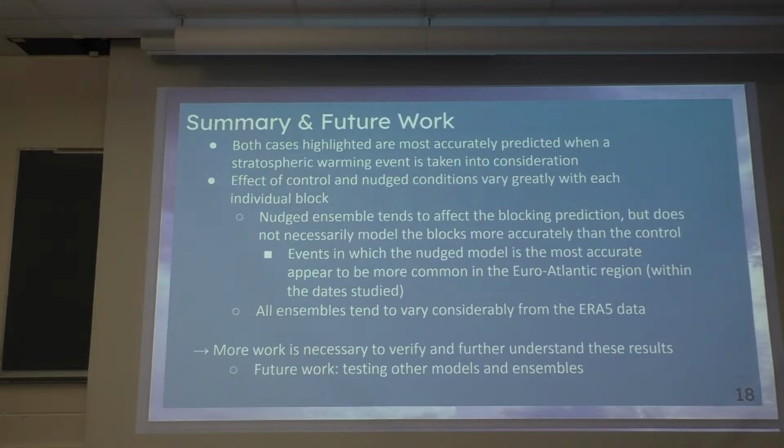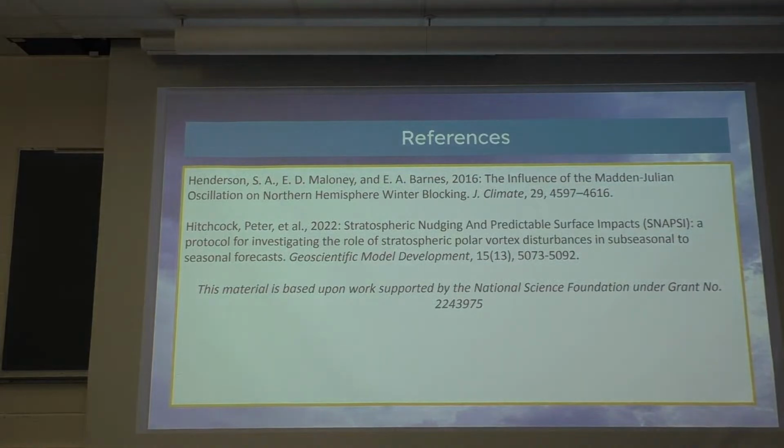The events in which the nudge model is the most accurate do appear to be the most common in the European Atlantic region compared to the Pacific region, at least within the data set I studied. But in general, all ensembles tend to vary considerably from the Area 5 data. In summary, more work is necessary to verify and further understand these results, and some of this future work might include testing other models and SAPSI ensembles. And these are my references.